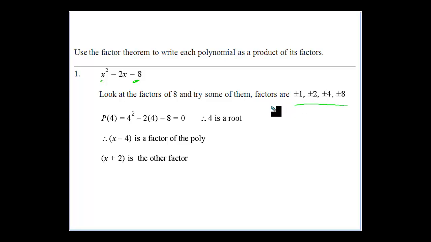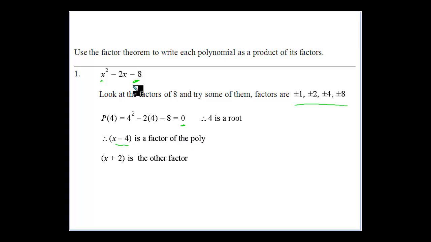Hopefully the more you do, the better you get at picking which ones to pick. So we go through and test them out. We get to positive 4, and when we substitute 4 in, we get 0. So that means the remainder of 0 means 4 is a root of that. If 4 is a root, that means x minus 4 must be a factor of that polynomial.